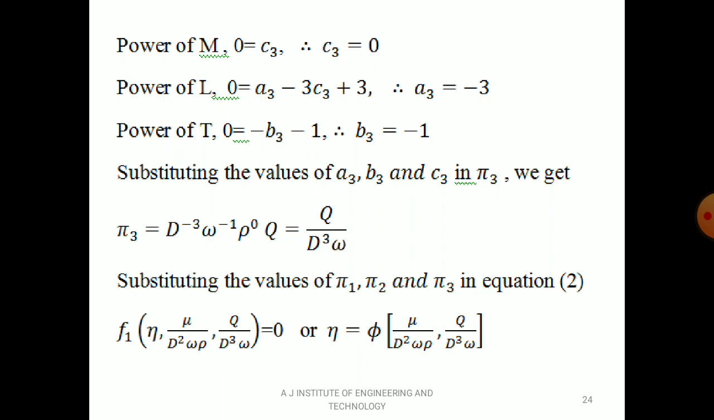We can write expressions for pi 1, pi 2, pi 3 and so on, and we can get the expressions for pi 1, pi 2, pi 3 upon substituting the values of a1, b1, c1, a2, b2, c2 and so on, and we can express one pi term as a function of the remaining pi terms. So that is the procedure involved in the Buckingham Pi theorem.